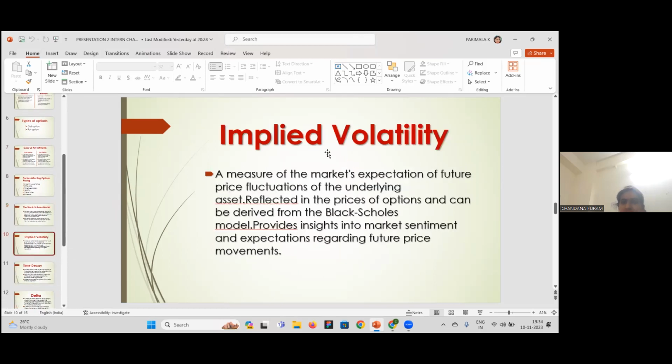Implied volatility measures the expectations of the market regarding future price movements, like how the future price is fluctuating. So it will measure that value.